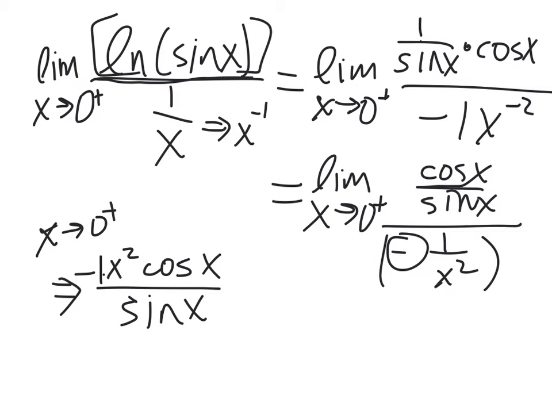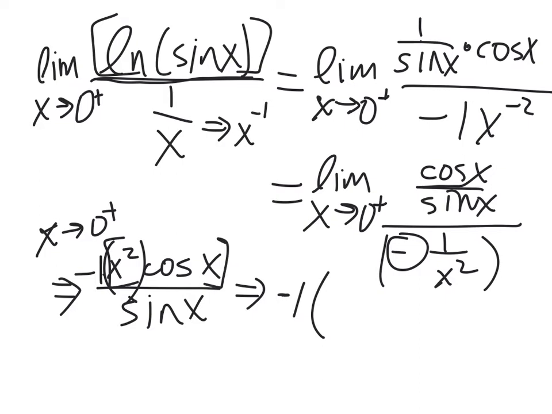This one turned out to be a little longer than I'd hoped, but we still have 0 over 0. Sine of 0 would be 0. So we can do L'Hopital's one more time. And yeah, we got a little bit longer here than I'd wanted. I'm going to leave the negative 1 out in front.